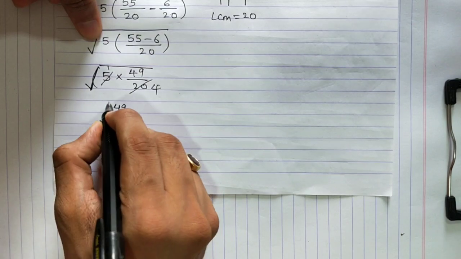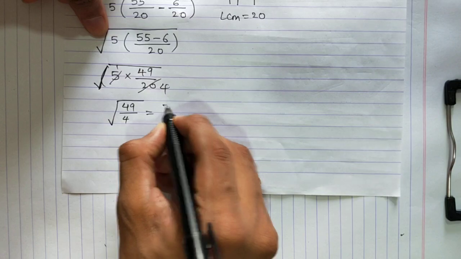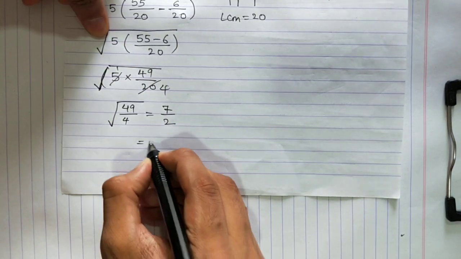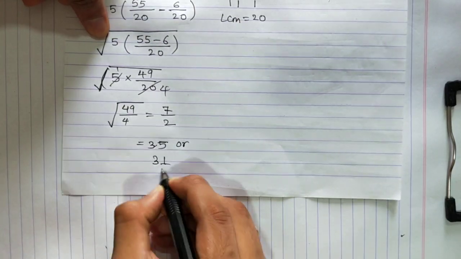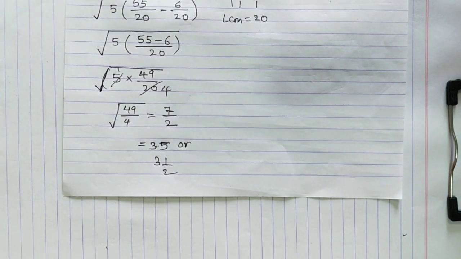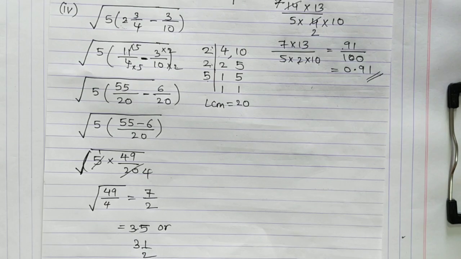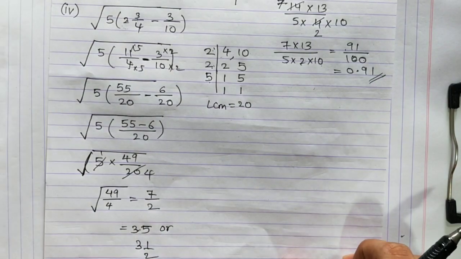49 upon 4. And you can easily find the square root of 49 upon 4. Square root of 49 is 7. Square root of 4 is 2. So answer is 3.5 or 3 1 upon 2. Copy each and every step properly.